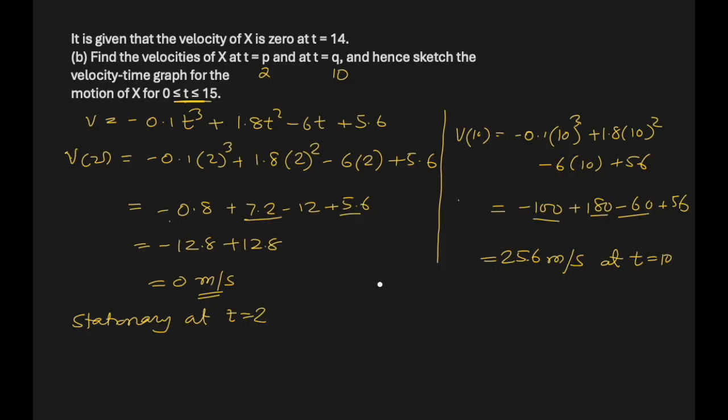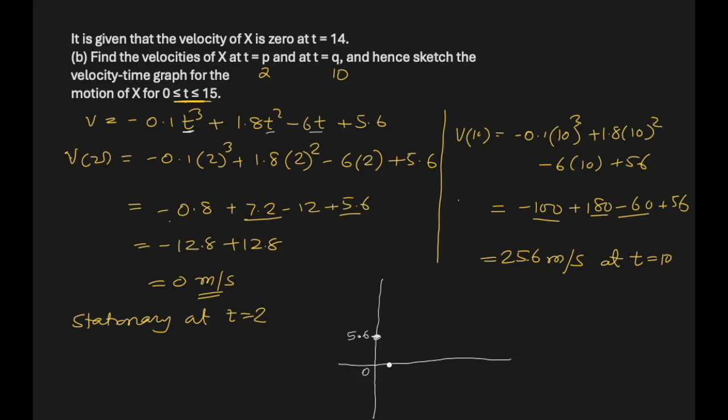Okay, so we want from 0 to 15. At 0, we don't know the speed. So if I put 0 here, this will be 0, and the velocity is 5.6. Let's say 5.6 is here. At 0, this is the speed, the velocity.